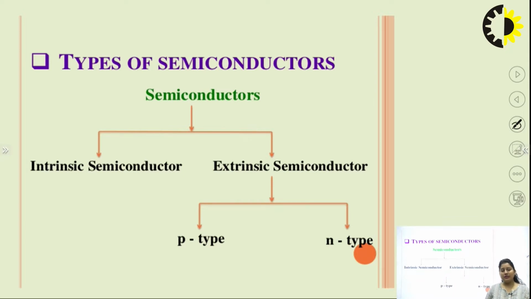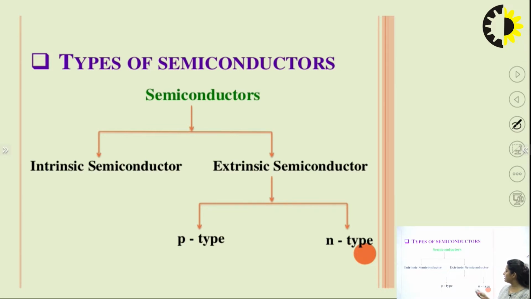As we have discussed in the previous lectures, the conductivity of semiconductors can be improved to a variable extent. We can use it in various applications. The intrinsic semiconductor is called the pure form of semiconductor.